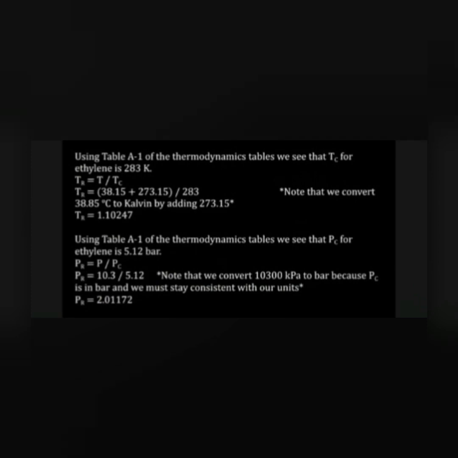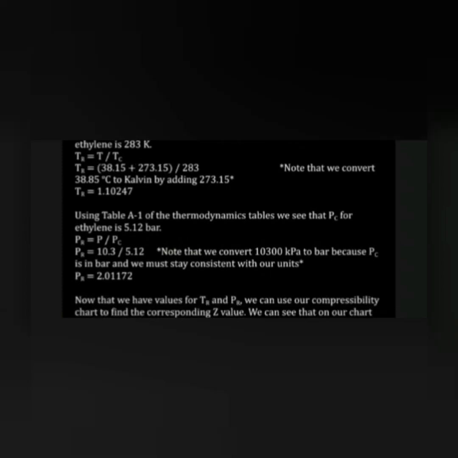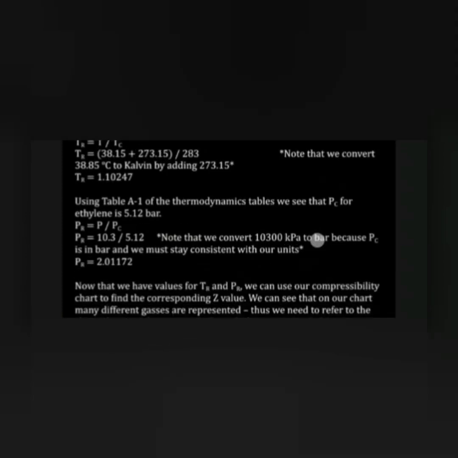Note that for temperature, we have to use Kelvin. That's why we add 273.15. And for pressure, we converted kPa to bar because PC was given in bar and we have to stay consistent with our units. Now that we have our values for TR and PR, we can look at the compressibility chart.